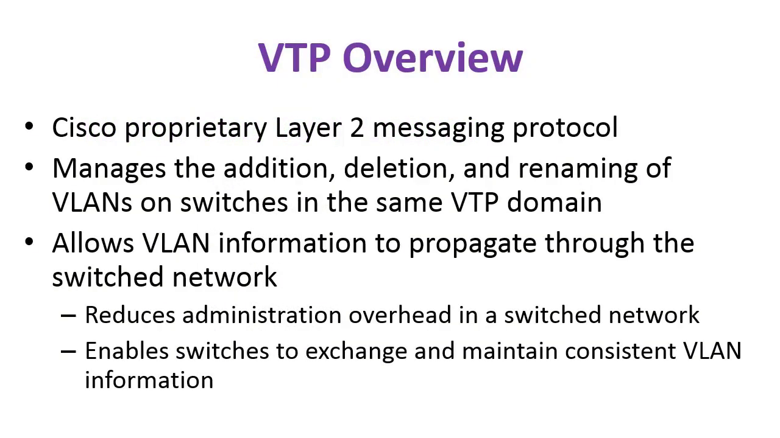So, a quick VTP overview. This is a Cisco proprietary Layer 2 messaging protocol which manages the addition, deletion, and renaming of VLANs on switches in the VTP domain. It allows VLAN information to propagate throughout the switched network. So this is critical if you want to reduce administrative overhead in a switched network. It enables switches to exchange and maintain consistent VLAN information without requiring constant manual intervention.